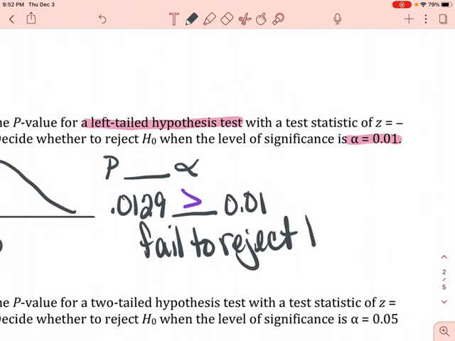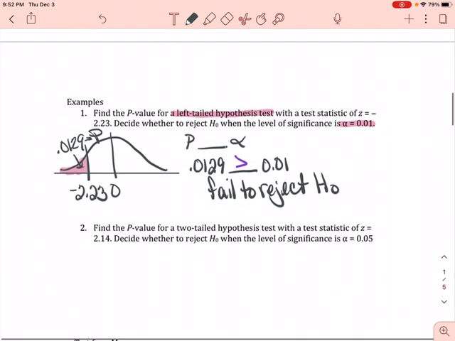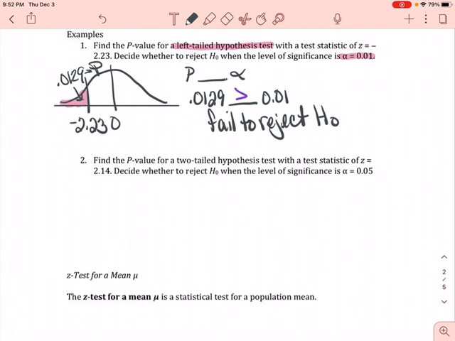Okay? All right, let's try this one. So we're going to find a p-value for a two-tailed test. I'm going to highlight that. We're going to do a two-tailed test. Okay, here's our test statistic, and decide whether to reject H sub O with a level of significance of alpha 0.05.